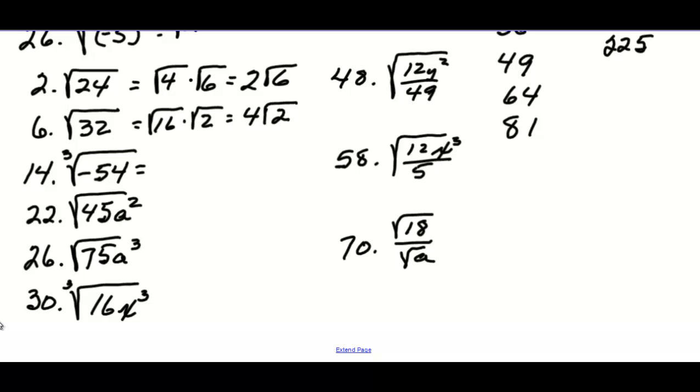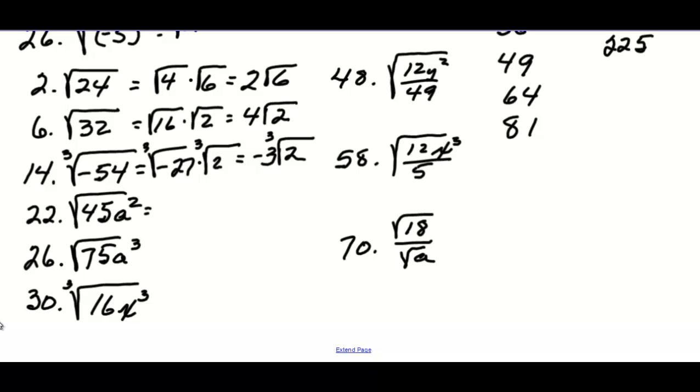Here we have the cube root of negative 54. That happens to be the cube root of what number is a perfect cube, and it turns out it is negative 27 times the cube root of 2. The cube root of negative 27 happens to be negative 3, because negative 3 times negative 3 gives me a positive 9. That times a negative 3 gives me a negative 27. So that's negative 3 times the cube root of 2.